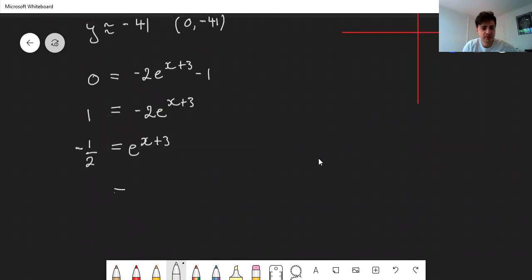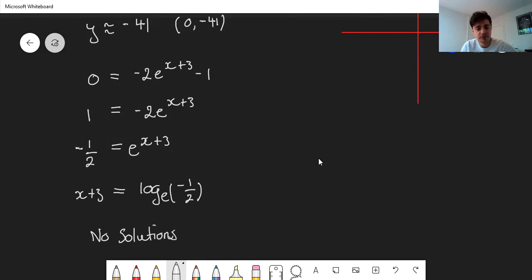And we'll keep going. e is the base number, so I'll write it as log to the base e of -½ is equal to x plus 3. Already there's a problem. We can stop here and say that, okay, we're taking log of a negative number. There's not going to be a solution to this. So no solution. And I'm sorry, that was not helpful to try and find the x-intercept.